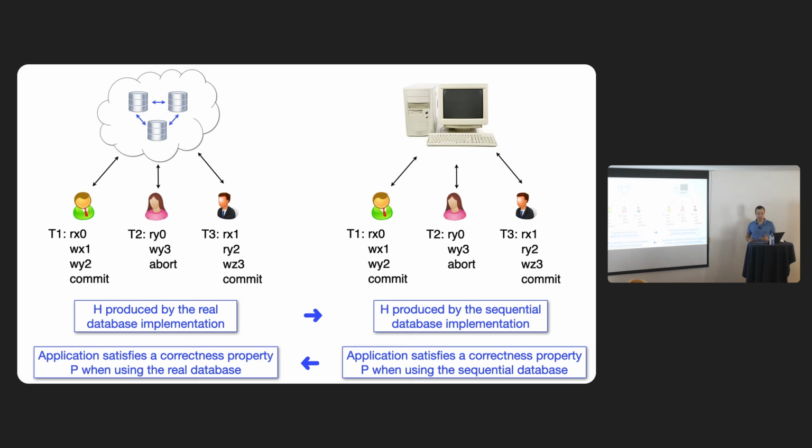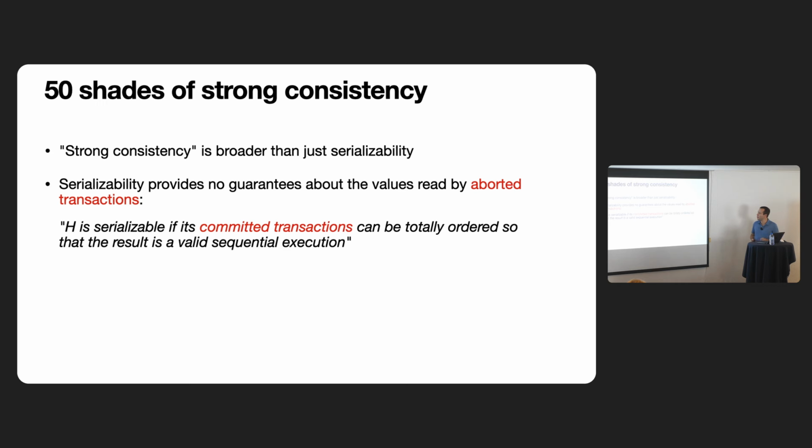Okay, and now, there are more things you may want from this definition, and so it's actually somewhat controversial. I'll explain what these are. As I said, you may hear people say, it's serializable, so therefore it's strong consistency. But actually, serializability by itself is not the strongest thing you may want to have. In particular, one reason is that it provides absolutely no guarantees about the values read by aborted transactions, right?